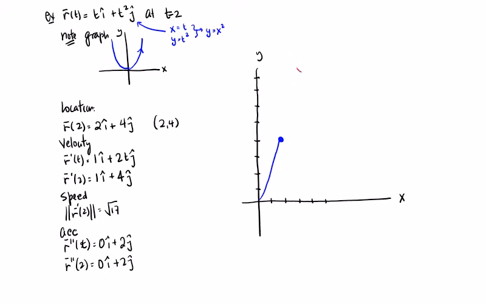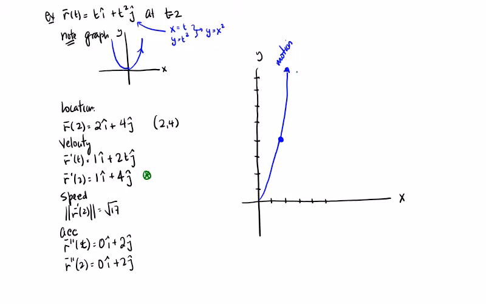Should be curving a bit more. Let me do a slightly better job. That's motion. That's the actual route it's taking. The velocity, that's the r prime of 2. That's this guy right here. That's 1 unit over and 4 units up. So the location of the object is at 2, 4. So if we go 1 over and 4 up, we were at 3, 8.